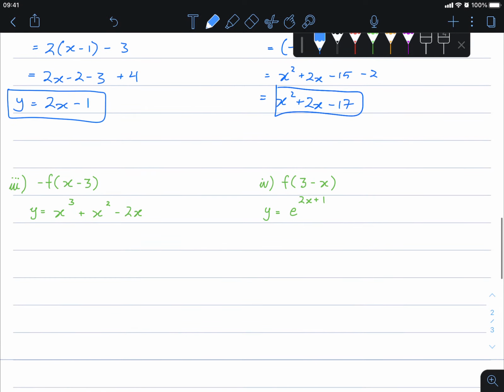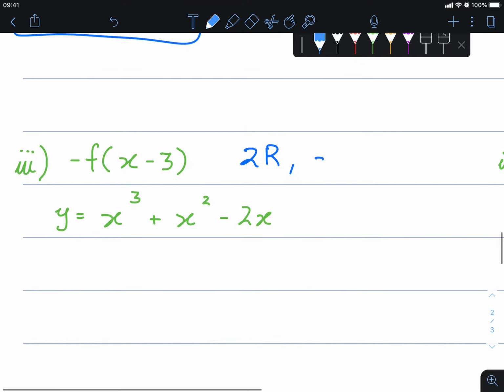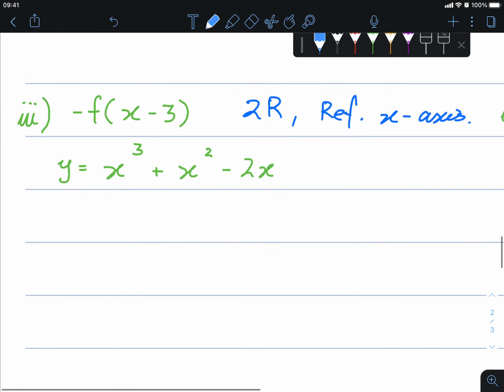Let's finish off these two. Let's recognize the 2 transformations that you see, always inside the bracket first. So that is 2 to the right and a reflection on the x-axis. Let's do the transformation to the right first.